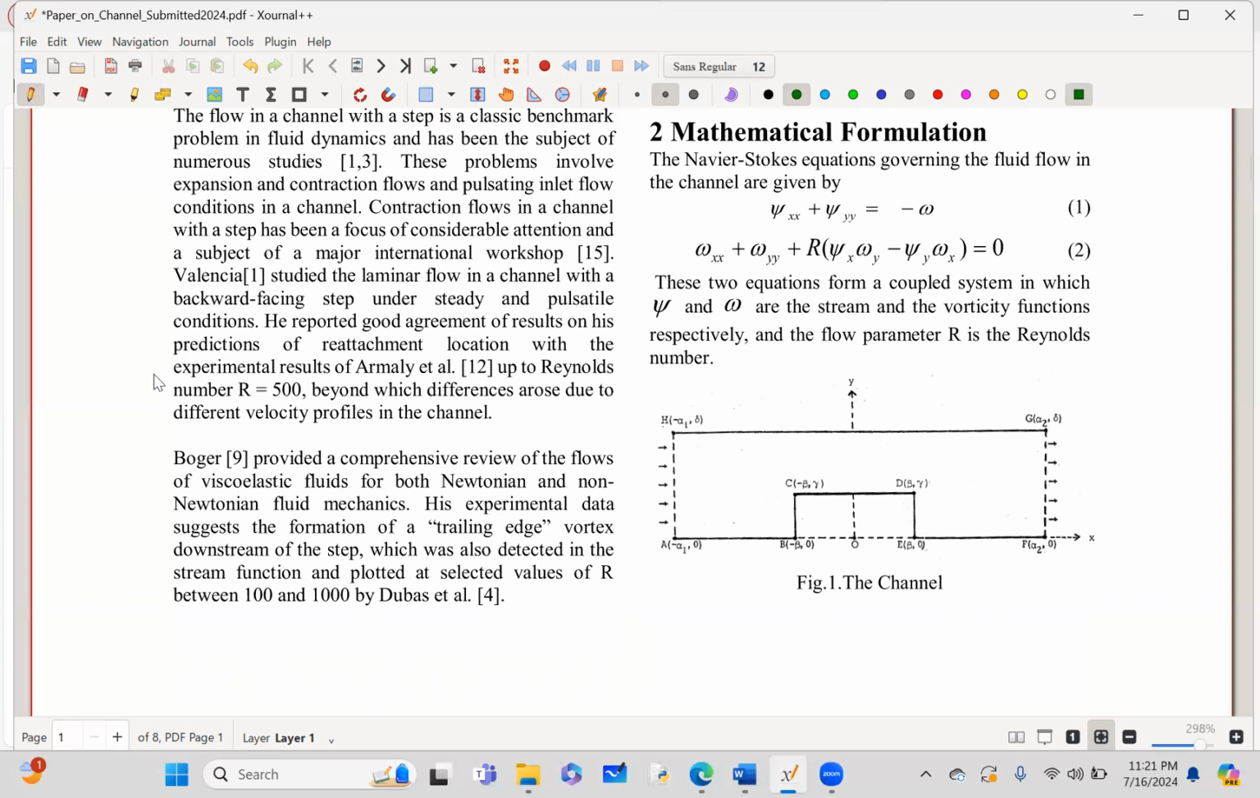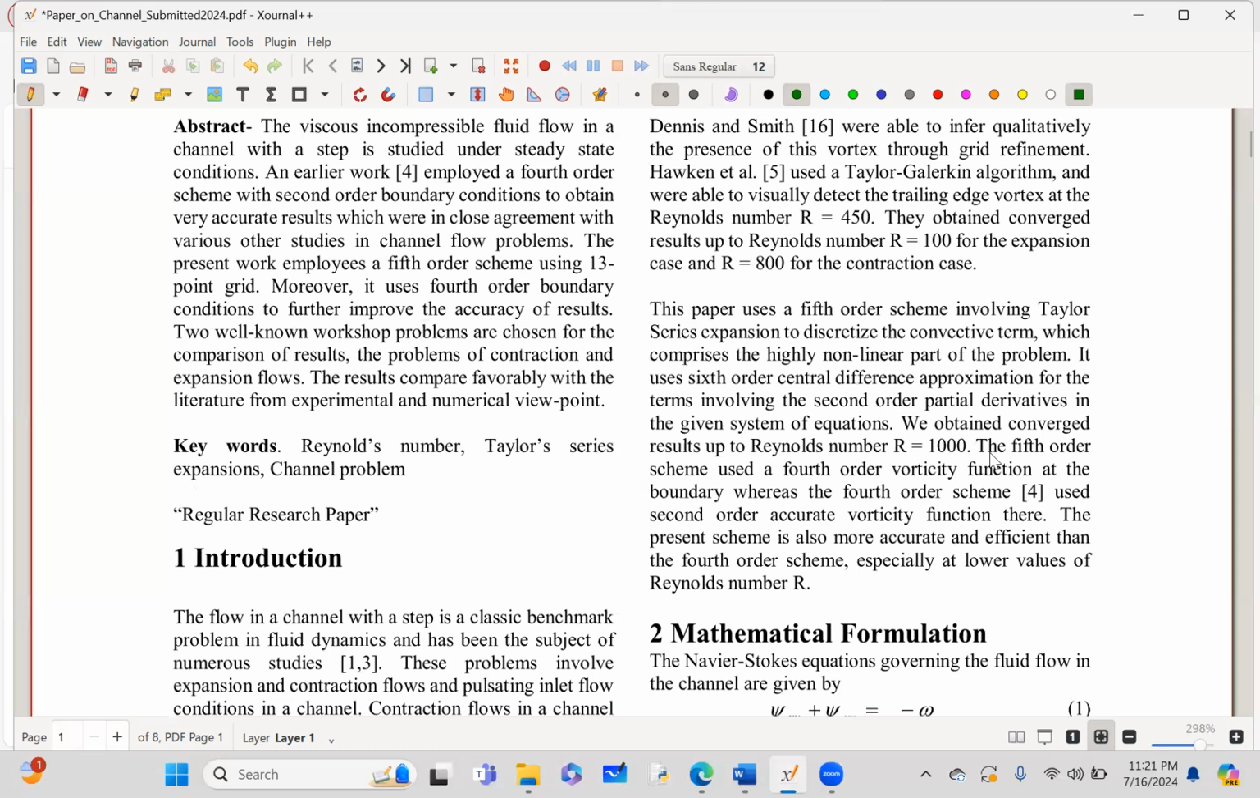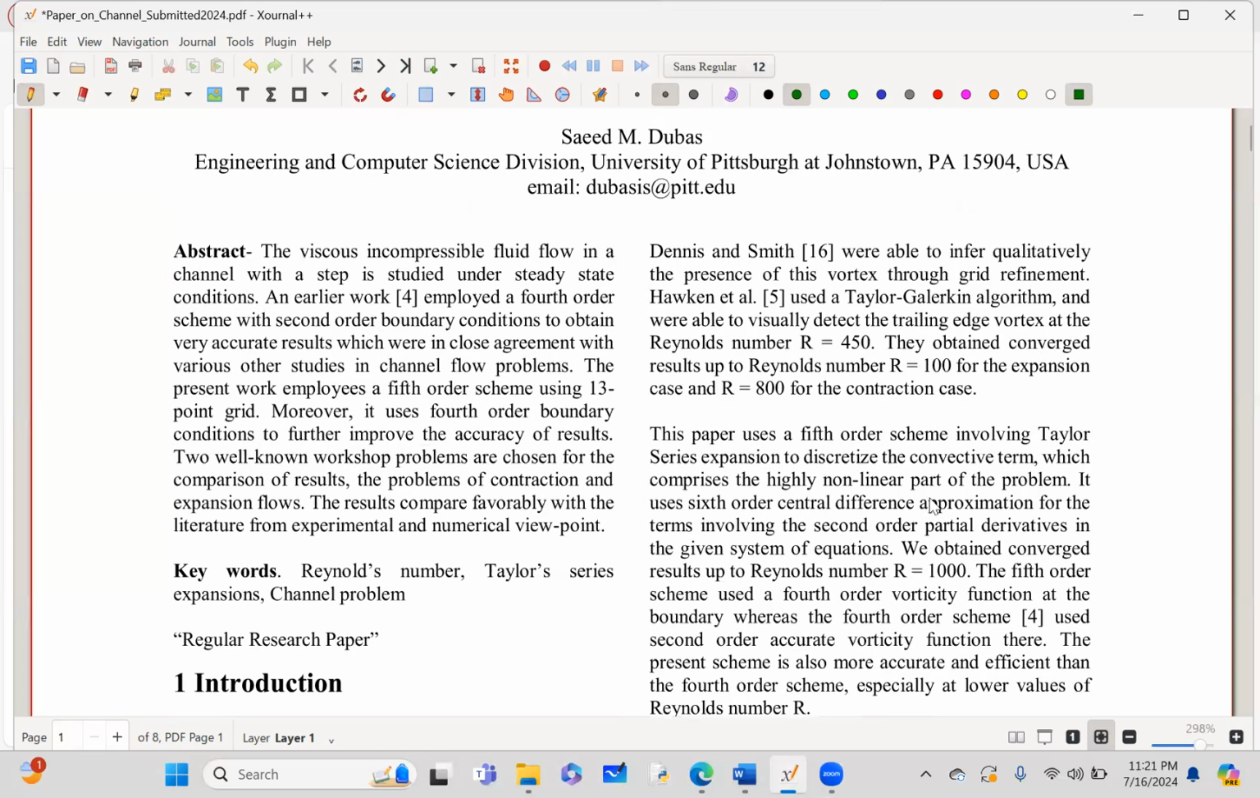Other researchers include Dennis and Hudson, who were able to qualitatively detect the presence of this vortex through grid refinement. Hawkins et al., reference 5, were able to visually detect the trailing edge vortex at Reynolds number 450.